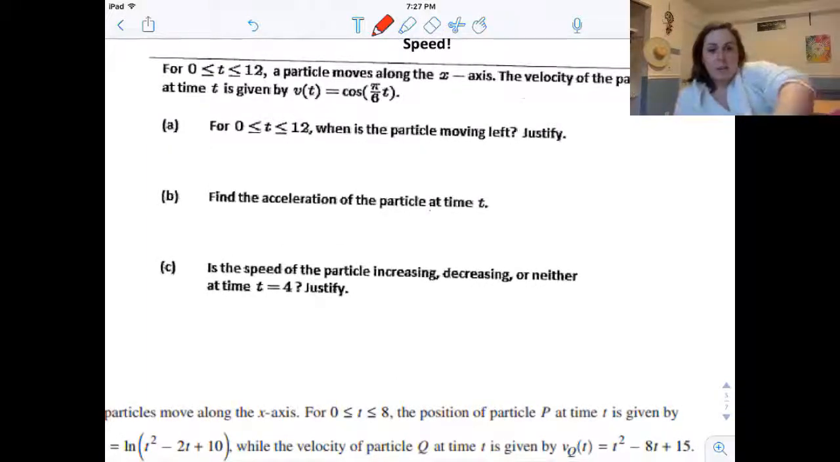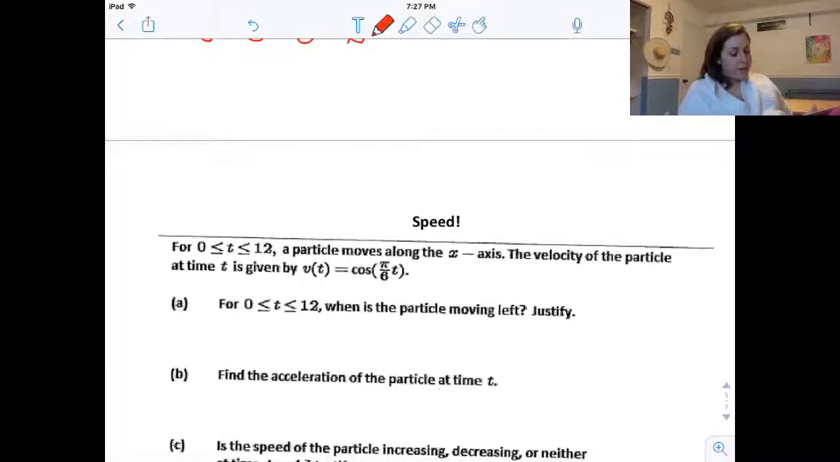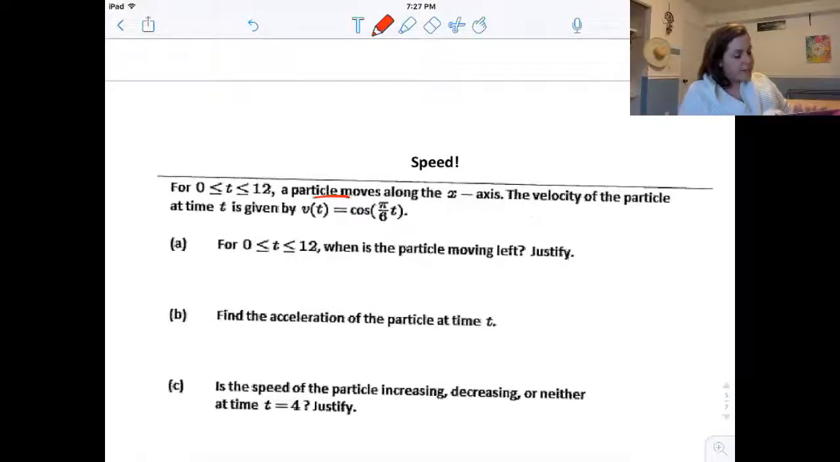Let's talk about speed. So for speed, remember, speed has to do with whether your derivative or your acceleration and velocity have the same sign. That's what speed has to do with. Do acceleration and velocity have the same sign? So this is my curve. Okay, from 0 to 12, a particle moves along the x-axis, just left to right. The velocity is given by this.